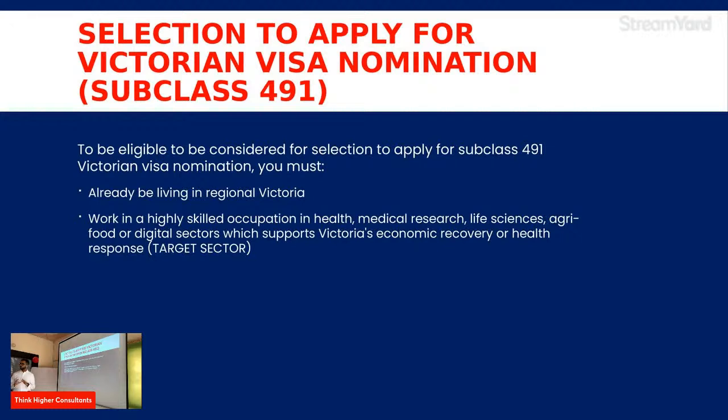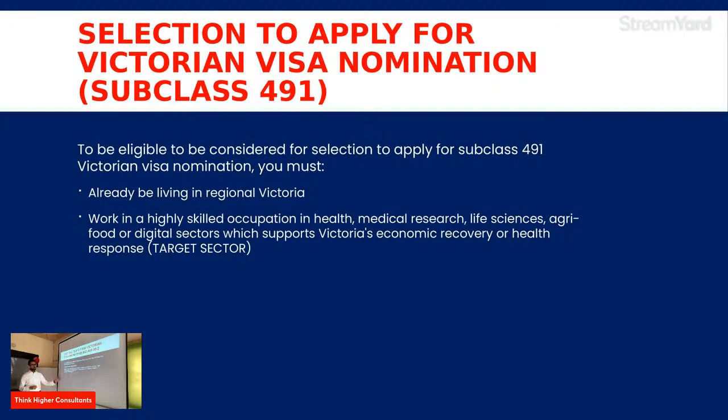Victoria at the moment only onshore applicants को invite कर रहा है. There is no offshore options as of now. And the eligibility criteria is quite simple. 491 में अगर आपने अप्लाई करना है तो you must be in a regional Victoria. Like आप मेलबर्न में नहीं रह सकते, आपने regional Victoria में रहना है.